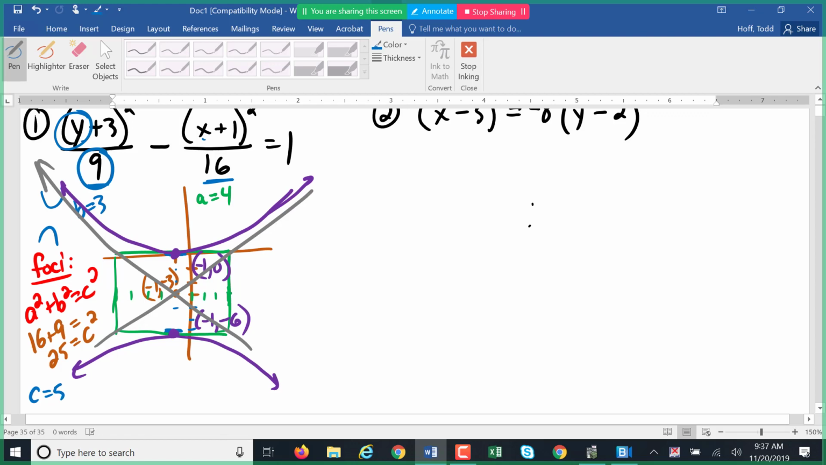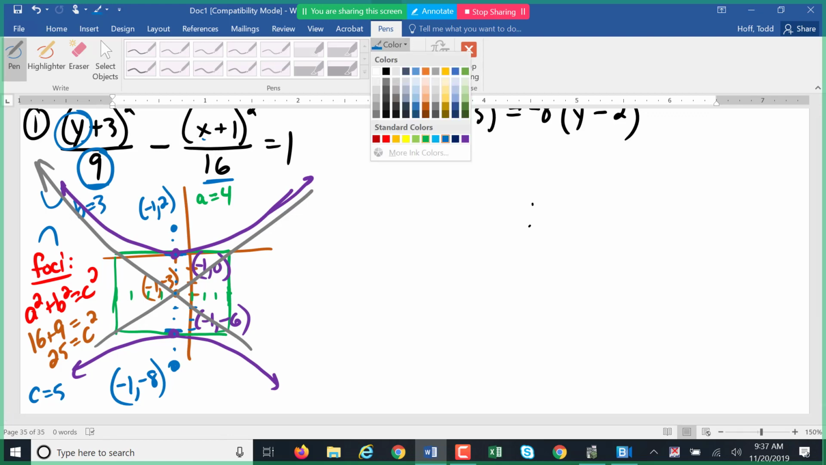So what that means is along that transverse axis, we go 5 units from the center. So 1, 2, 3, 4, 5. That gives us one focus there at negative 1, 2. Or down 5, 1, 2, 3, 4, 5, giving us a focus there at negative 1, negative 8. So those are the foci.